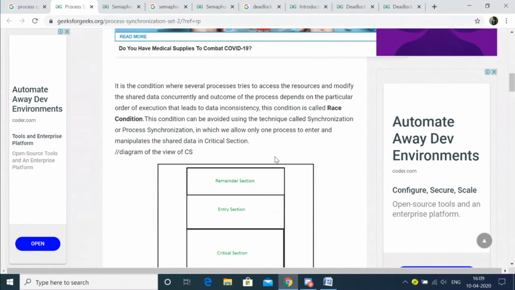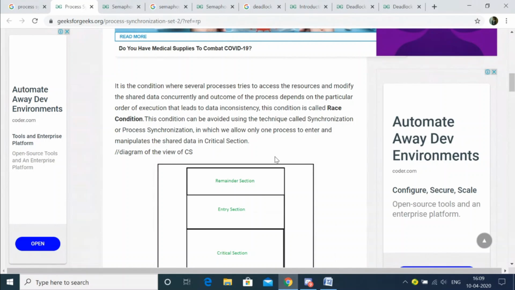Race condition is the condition where several processes try to access the common resources and modify the shared data together, and the outcome of the process depends on the particular order of execution. Here also, whatever value we got here, 6, and whatever value we got here, 4, it was dependent upon the order. First it incremented, it went to a sleep mode, then it came here, it was decremented. So that order matters.